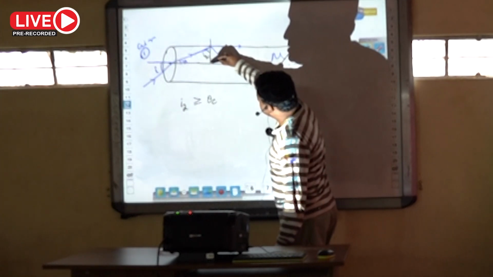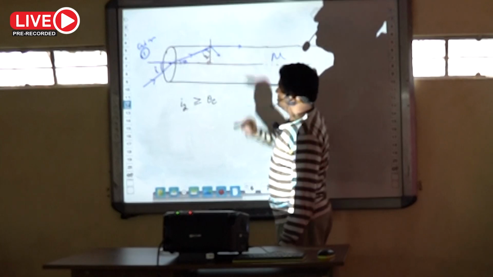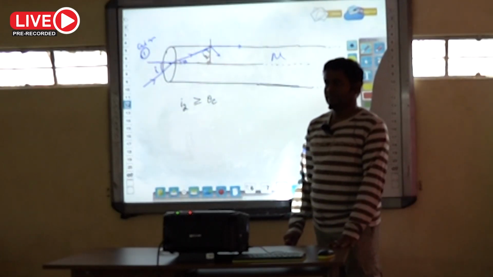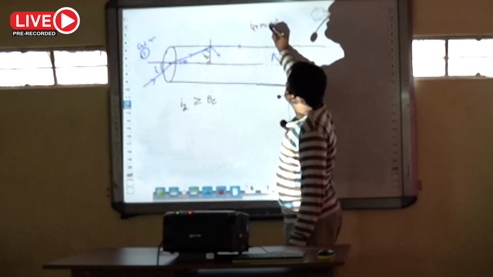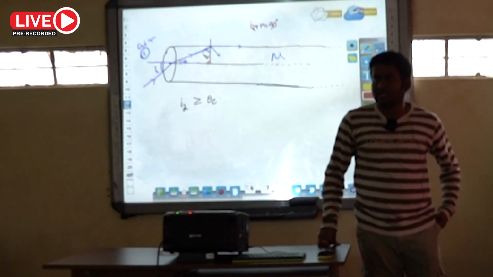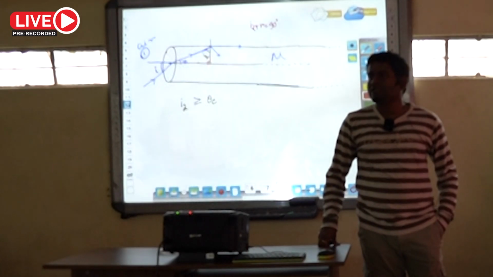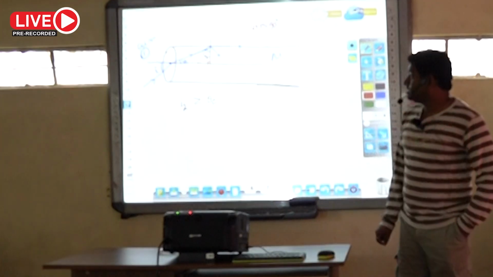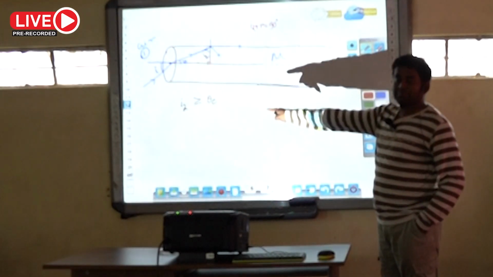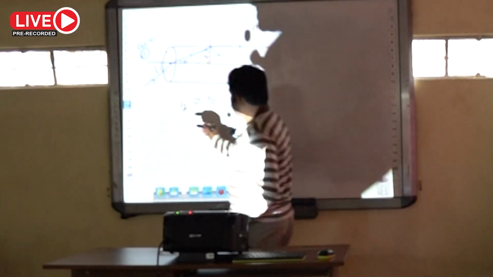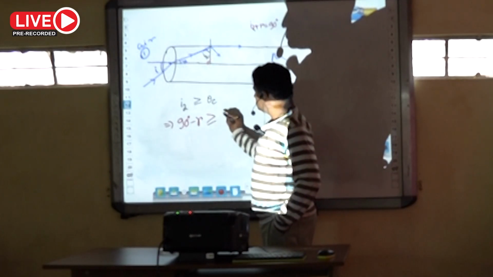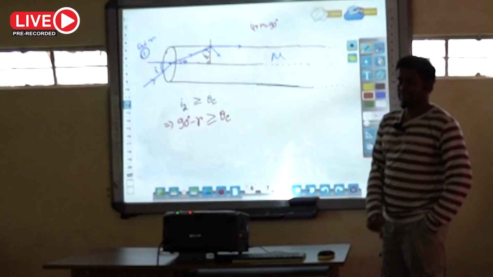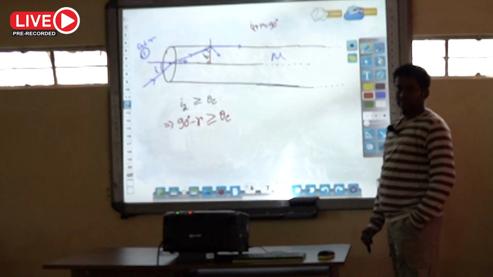Extend this normal. This angle will be 90 degrees. Then can I write I2 plus R equal to 90 degrees? Because that is a right angle triangle. If one angle is a right angle, then the other two angles should sum to 90 degrees. Then I2 can be written as 90 minus R, so I replace it: 90 degrees minus R greater than or equal to theta C.